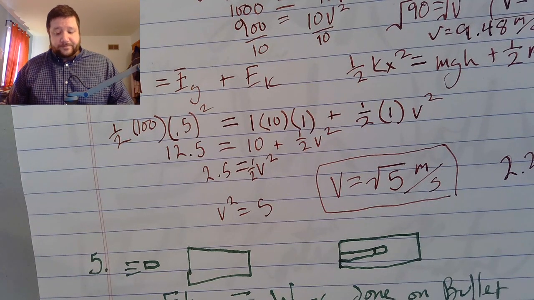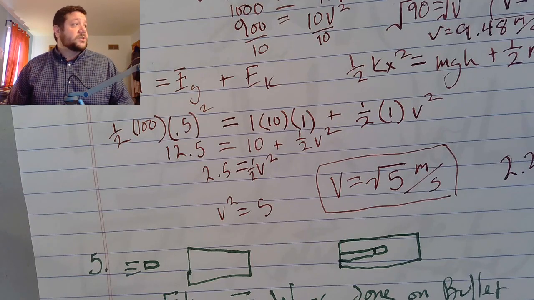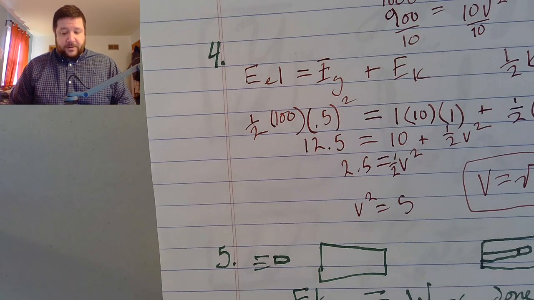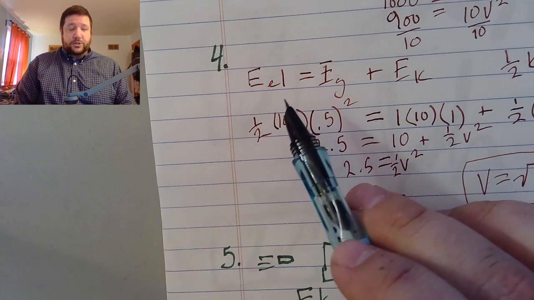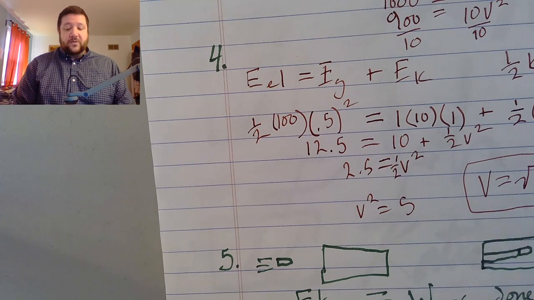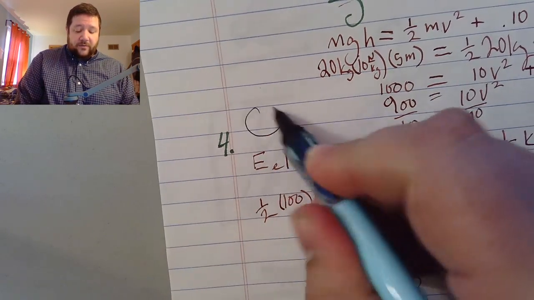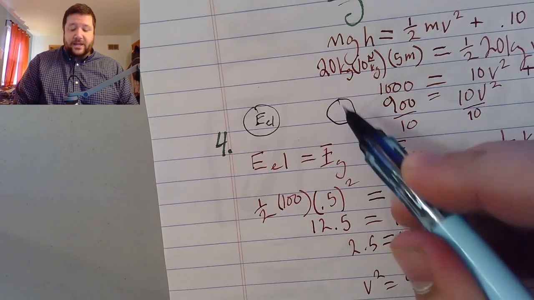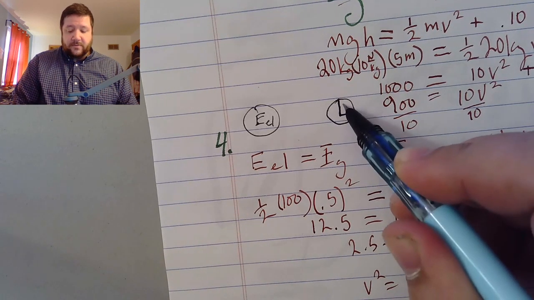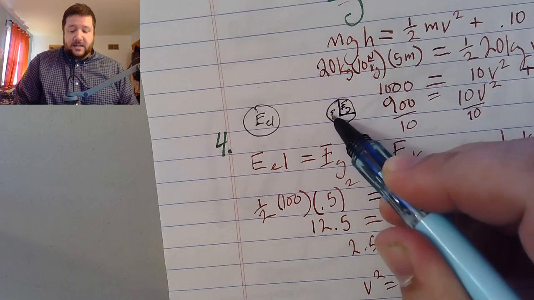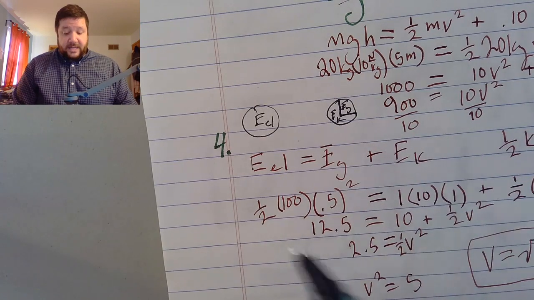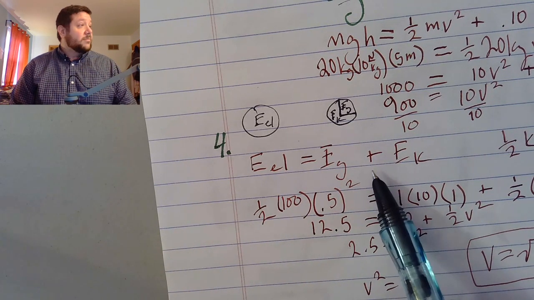So on the next one here, this was another one where we had to combine more than one thing. Now, I thought 3 was the most challenging problem. This one was a little tricky too. So we had a spring set up originally, and then we're shooting it forwards, and then it's moving and it's a little bit higher. So to start off with, we have elastic potential energy. And then at the end, we have a combination of gravitational potential energy and it's moving. So once we have those, we get elastic potential energy equals Eg plus Ek.